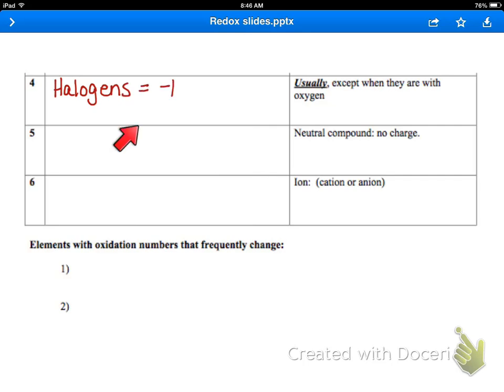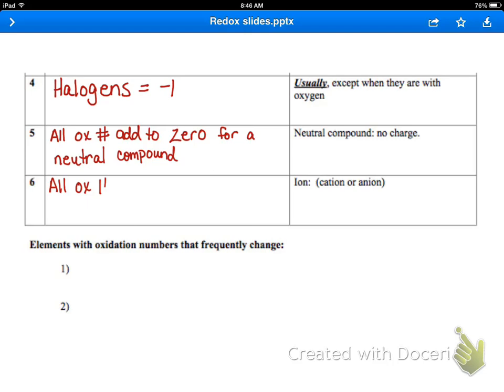Halogens are usually -1, unless they are with oxygen. This actually happens a lot, so we are going to see this pretty often. In those cases, halogens are not going to be -1. They're going to change a lot. If it is a neutral compound, then all the numbers have to add up to 0. And if it is a polyatomic ion, then all the oxidation numbers are going to add up to that charge.